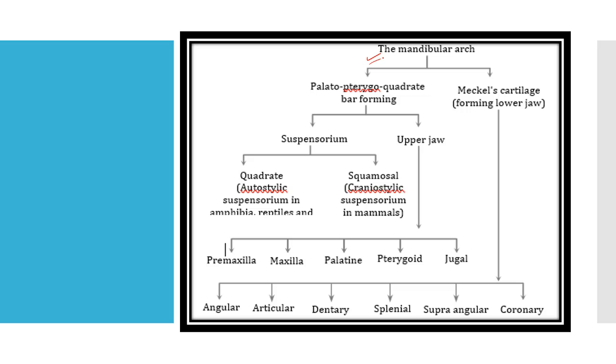The mandibular arch basically consists of palato-pterygoquadrate and Meckel's cartilage. Meckel's cartilage forms the lower jaw. Very important, just the name. Upper jaw is further divided into premaxilla, maxilla, palatine, pterygoid, and jugal. And Meckel's cartilage forms the lower jaw, which is further divided into angular, articular, dentary, splenial, supraangular, and coronal.